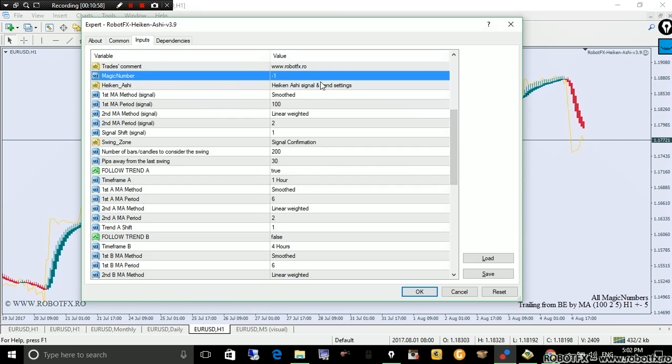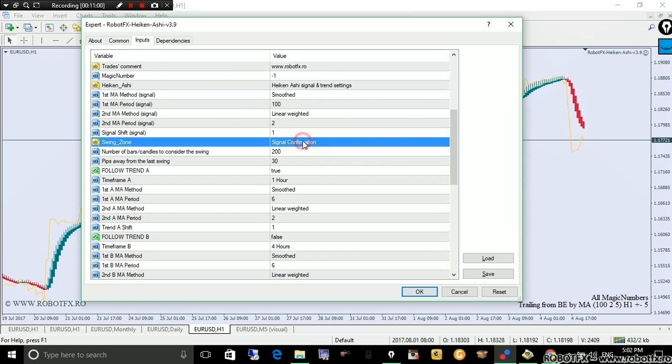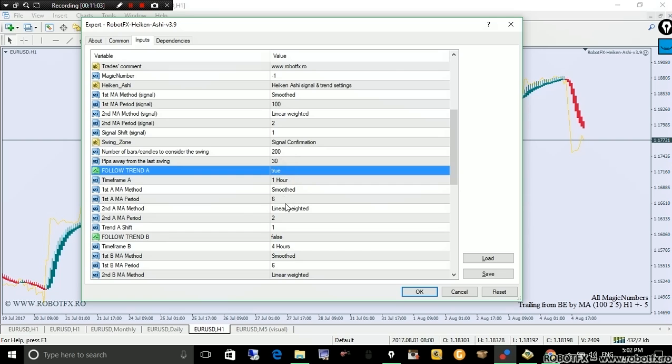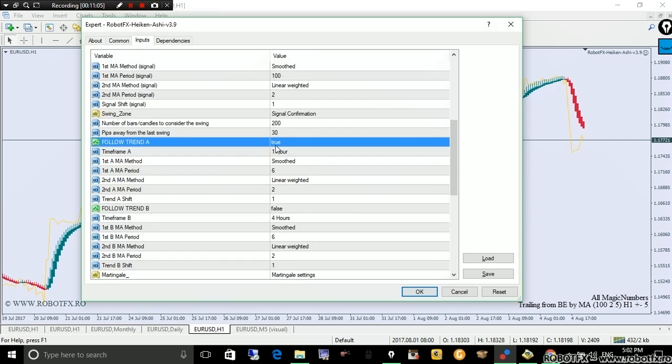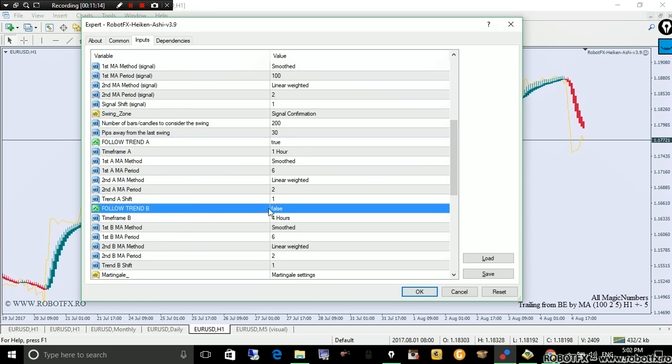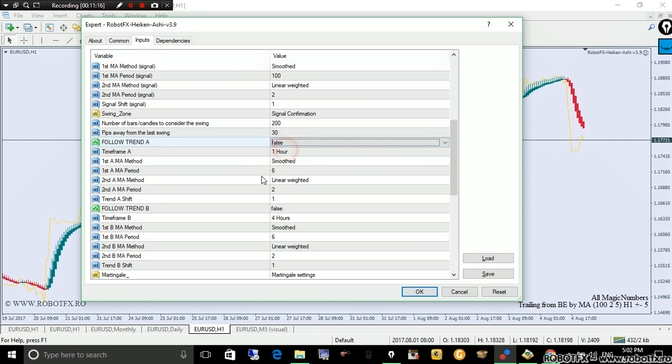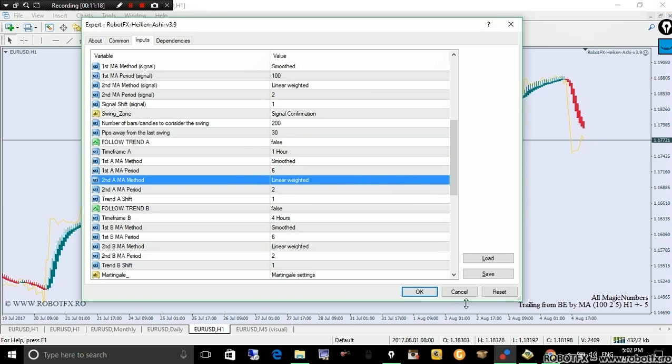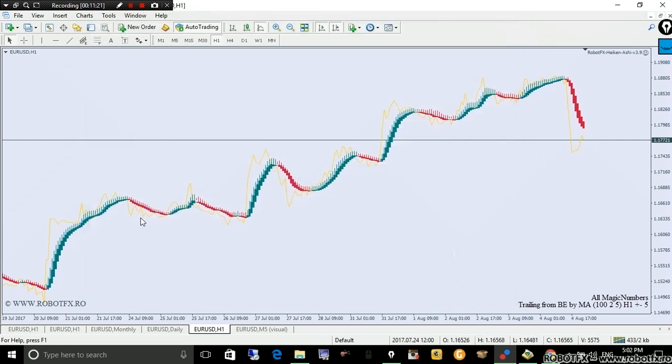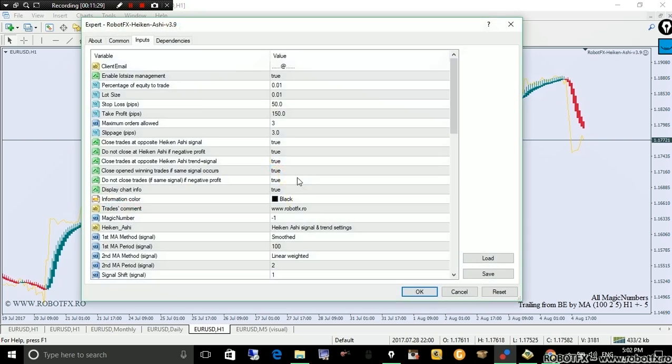Let's skip the Heiken Ashi signal and signal confirmation and go with the trend. There is the option for the trader, as we discussed in the first video, to follow one trend, which is trend A, two trends, the second one being trend B, or even disable both of them and not follow any trend. That means that the expert advisor will consider entering trades whenever the Heiken Ashi color changes, obviously regardless of the trend.